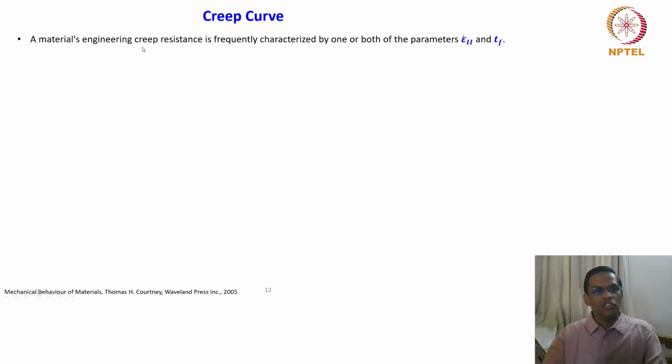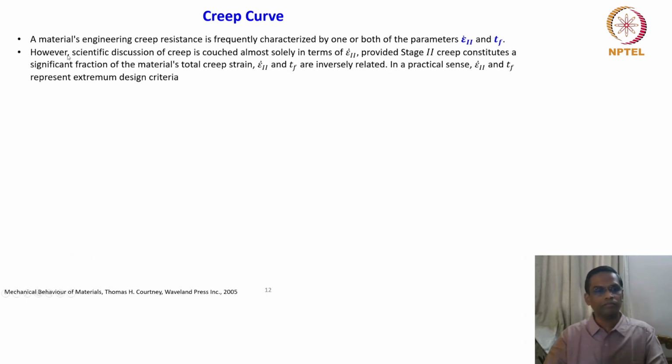In materials engineering, creep resistance is frequently characterized by one or both of the parameters: the strain rate, that is, here we are talking about the creep rate, epsilon dot 2, which means the creep rate at the steady state, and TF, the time to fracture. These are the two parameters which are very useful in engineering applications.